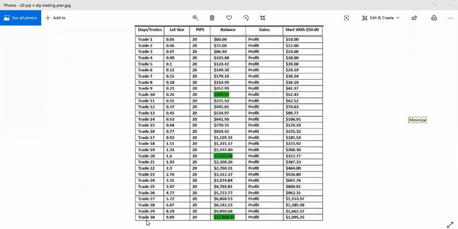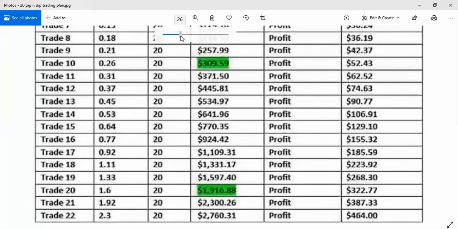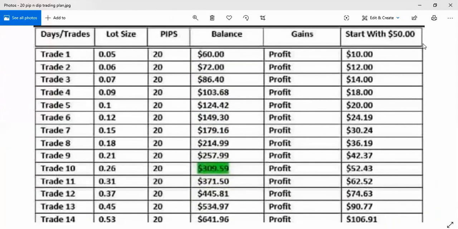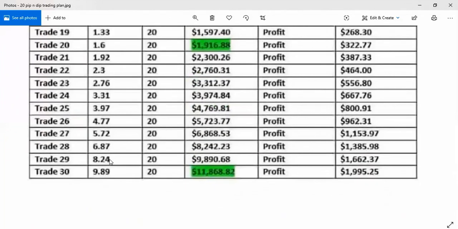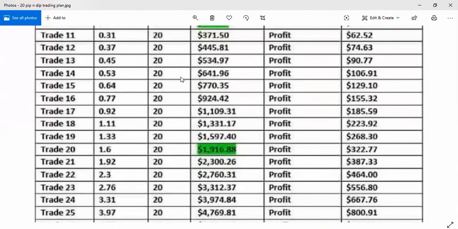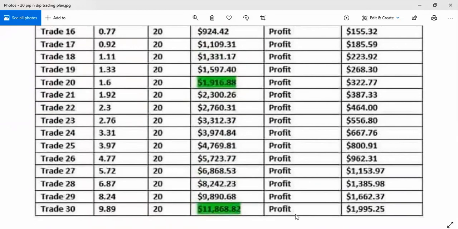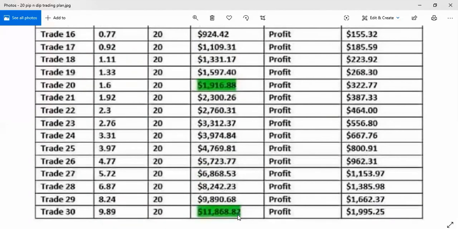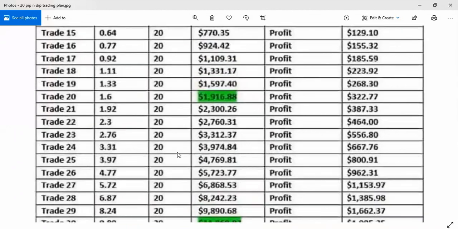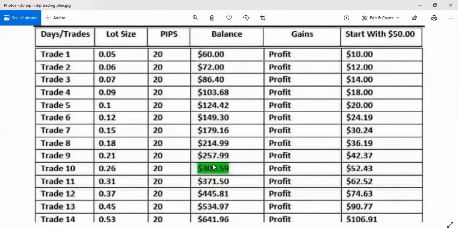This is the 20 pips and dip trading plan. So Coach Max, you mean to tell me, let me make it real big so y'all can see what I'm talking about. Coach Max, you mean to tell me that I can take 30 trades. These are not days, these are trades. And I can start with $50 and I could potentially end up with 5 figures in my trading account just taking 30 trades. Yes, that is exactly what I'm saying.